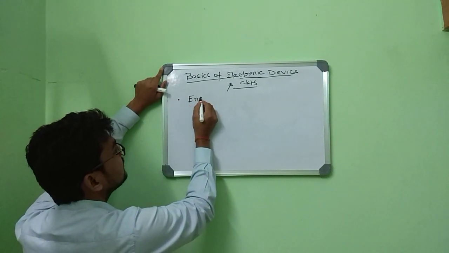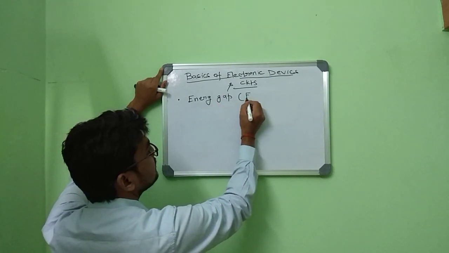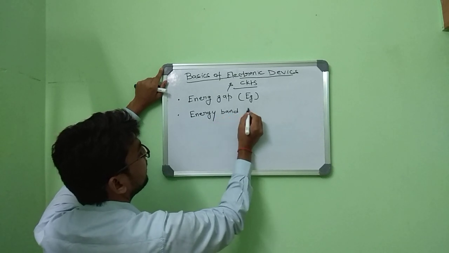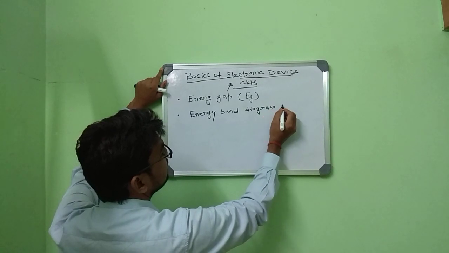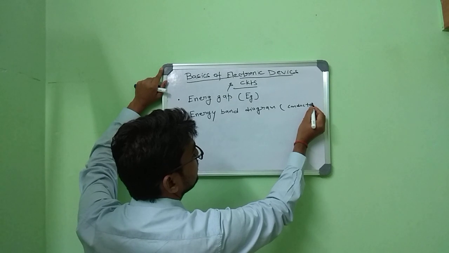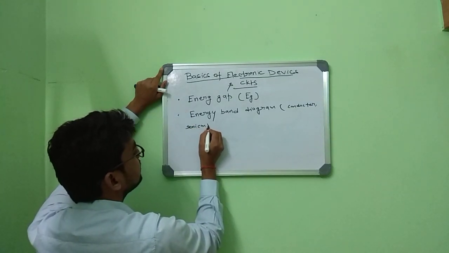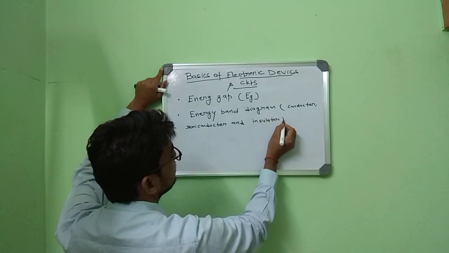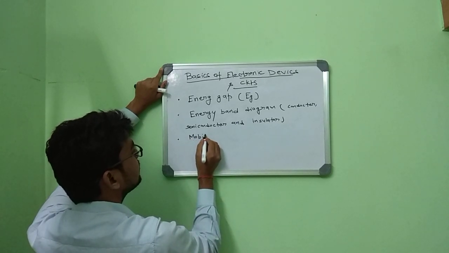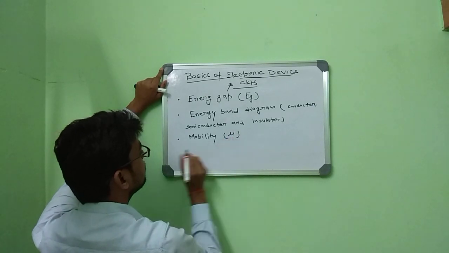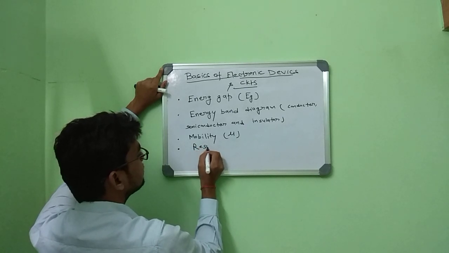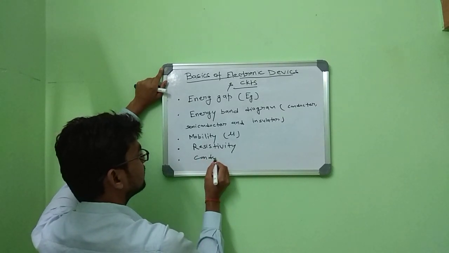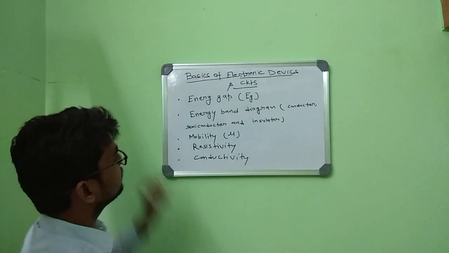First one is the energy gap, also called EG. Second one is the energy band diagram, for conductor, semiconductor and insulator. Third one is the mobility, also denoted as mu. Fourth one is resistivity. And fifth one is conductivity. These 5 basic points I will explain today.